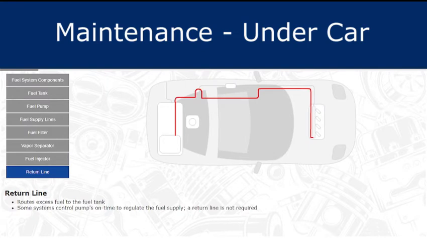Any extra fuel not used by the injectors is routed through the return line back to the fuel tank in a return system. Note that some systems regulate the fuel supply by controlling the pump's on time. These systems do not require a return line.